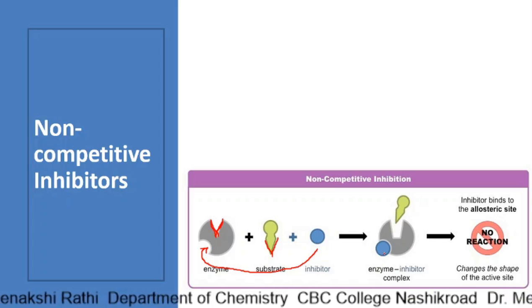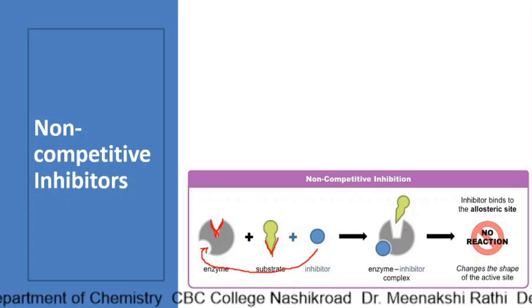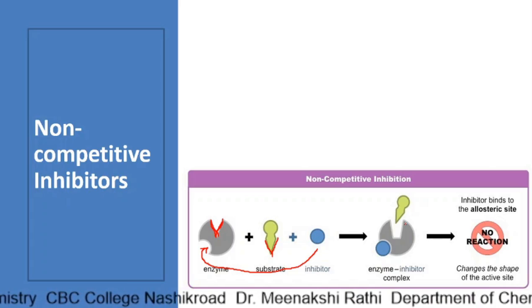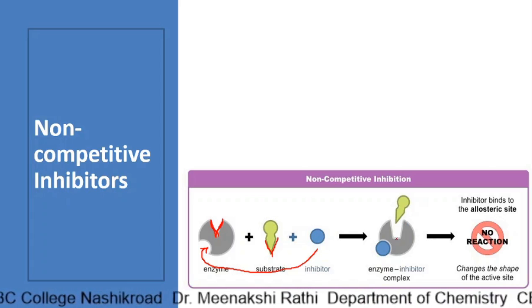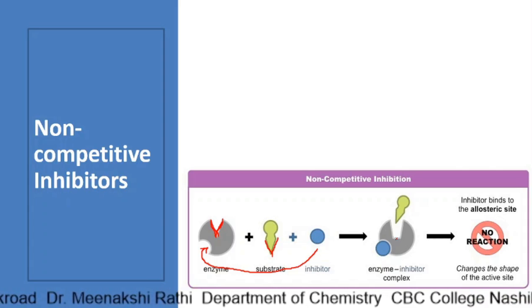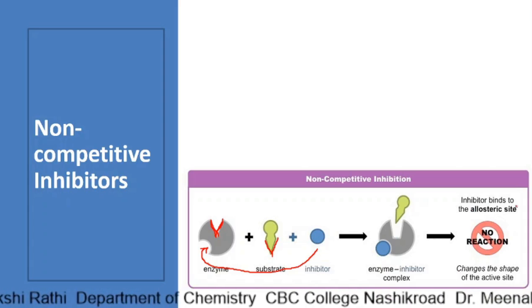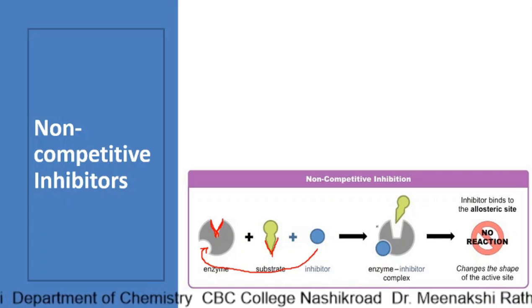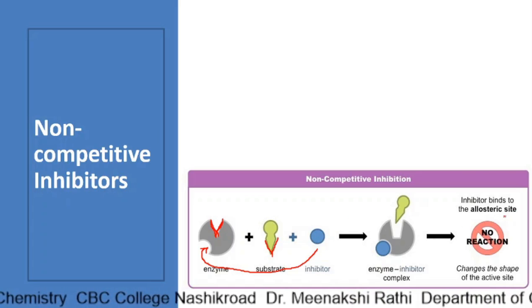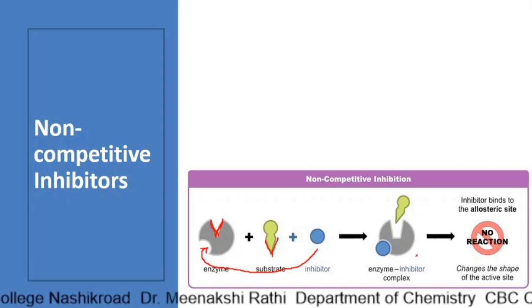Now, as soon as this inhibitor is attached to the enzyme, can you see the active site, its shape and structure get changed. Now, substrate cannot attach to the enzyme, and as there is no enzyme substrate complex formation, no reaction takes place. Here the inhibitor doesn't bind to the enzyme at the active site, but binds to the allosteric site or other site and changes the shape of the active site.